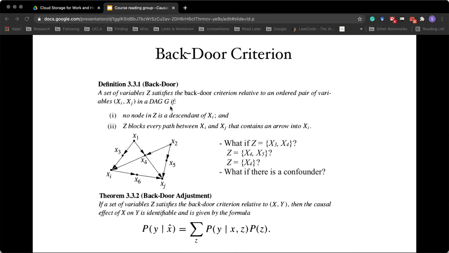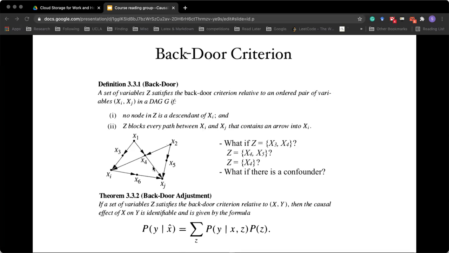so what kind of Z can satisfy the backdoor criterion? There are two conditions. The first one is that no node in this Z set is a child of Xi. Let's say like here, X6 cannot be in Z. And second, Z blocks, where blocking means d-separation, every path between Xi and Xj that has an arrow into Xi.